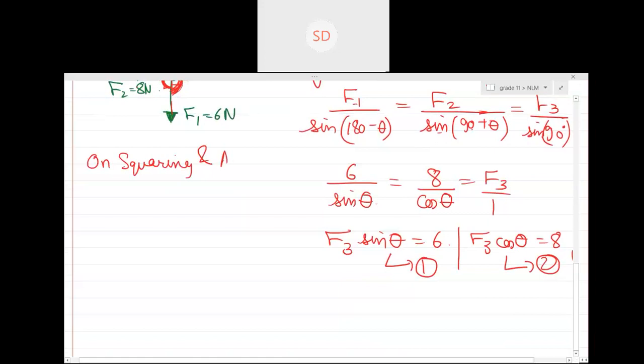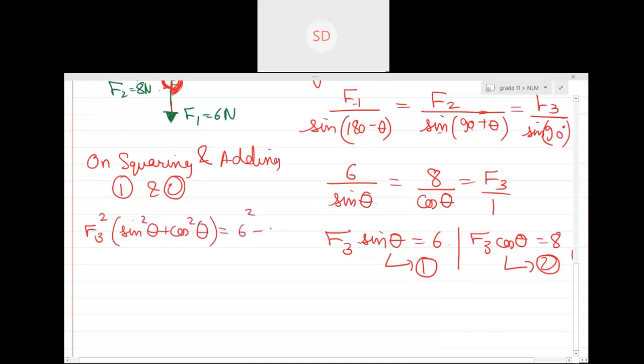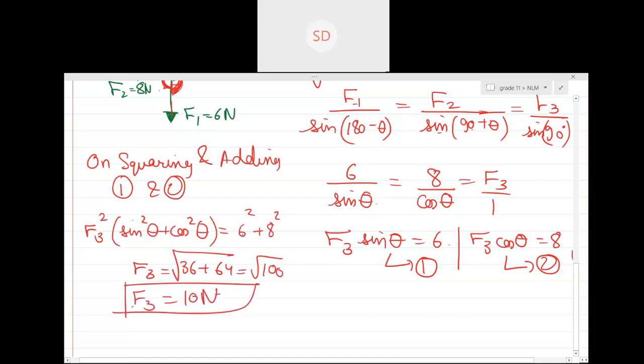On squaring and adding 1 and 2, will I get F3 square into sine square theta plus cos square theta on the left hand side, and it will be 6 square plus 8 square on the right hand side. So from here, can you see F3 is under root of 36 plus 64, which is under root of 100? Can you see the magnitude is 10 Newton? And what about the direction?